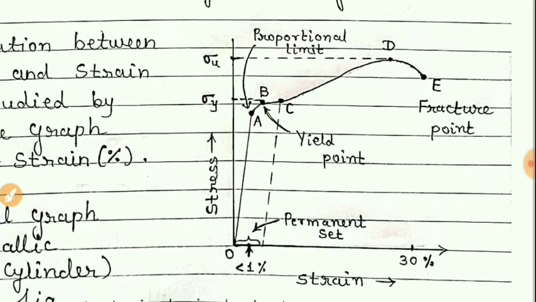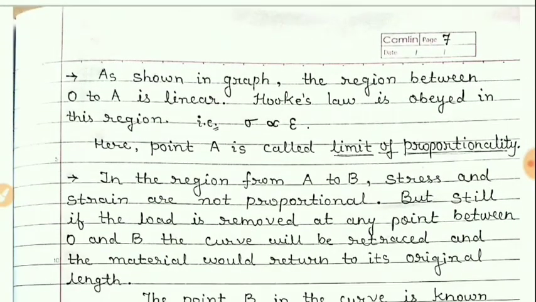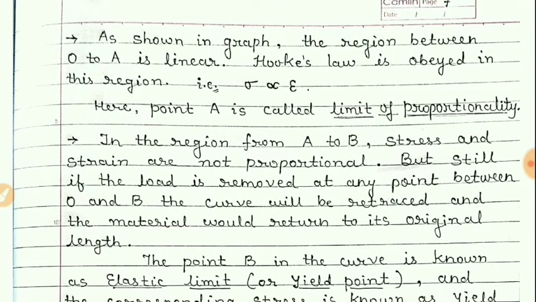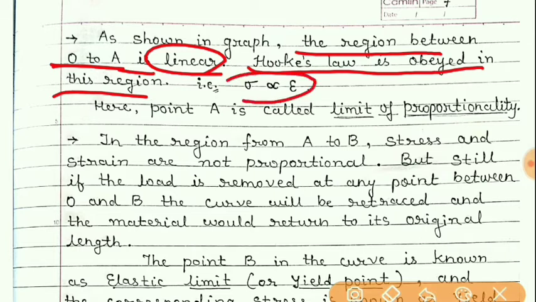So students, I hope you understood about the graph. Now let us quickly go through these points which I have written. From the graph, it is clear that the region between OA is linear, and so Hooke's law is obeyed in this region. And what is Hooke's law? Hooke's law is nothing but stress is directly proportional to strain. And here in the graph, point A is called the limit of proportionality.